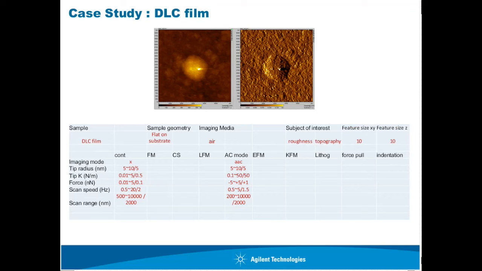When you do AC mode, it's also very similar to contact mode, but you use a 15 Newton per meter tip, and a relatively strong force, it's +1. It's a relatively medium repulsive force, with scan speed and scan size and so forth. It's a relatively simple sample, and normally people only care about topography and roughness. Imaging in air, with a feature size of 10 nanometer in XY and 10 nanometer in Z.